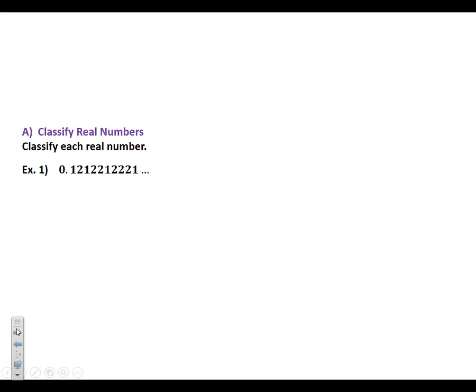So we're taking a look at this first example, 0.12122122221, and we got to decide, does it terminate? And the answer to that question is no, because we can see the ellipsis at the end. It does not terminate. So now we have to look at whether it is repeating or not. If it repeats, it's rational. If it does not repeat, it's irrational. And in fact, it does not repeat. So this is an irrational number.